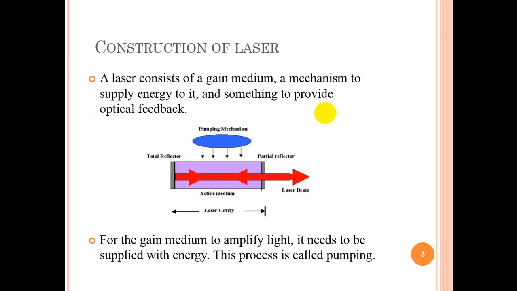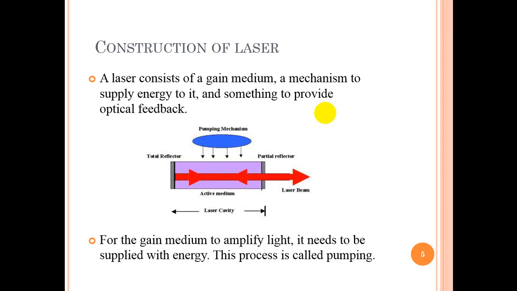Now let us see about the construction of a laser. A laser consists of a gain medium, a mechanism to supply energy to it, and something to provide optical feedback. In the figure we can see that the gain medium is the material with properties that allow light to amplify by stimulated emission.